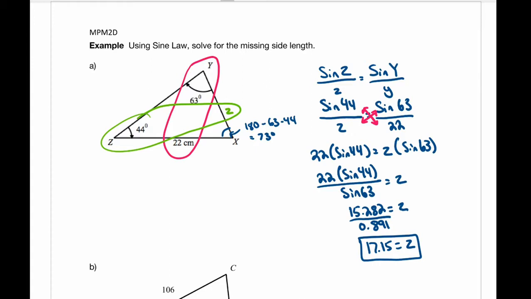Again, if you're doing it in full steps and simplifying step by step, not all at once on your calculator, keep a couple decimal places and make sure your calculator is in degree mode when you do this. So that's how you use the sine law to solve for the missing side length.